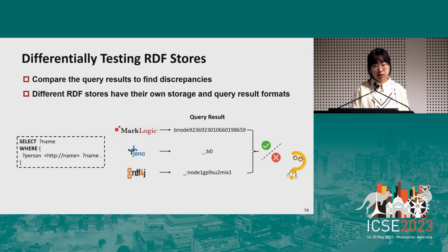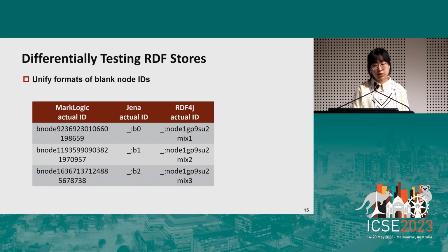To address it, we need to unify formats of these IDs. We first extract actual IDs of blank nodes in each RDF store. Then we generate a unique ID for each blank node. In this way, we can convert IDs in different formats into unified IDs.